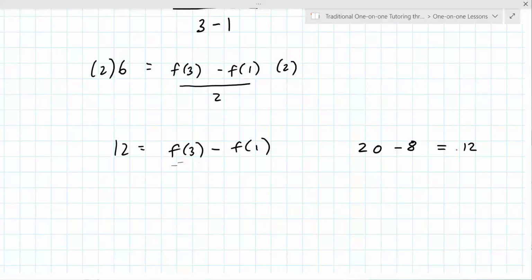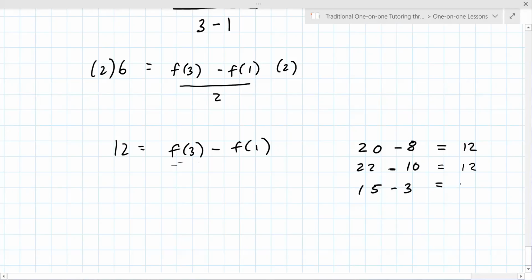Can you give me another number that equals 12 when you subtract? 22 minus 10. Okay. Now I'm going to come up with one. 15 minus 3. Can you give me one more? 13 minus 1. Perfect. What do you notice about all the numbers in this first column compared to the numbers in the second column?